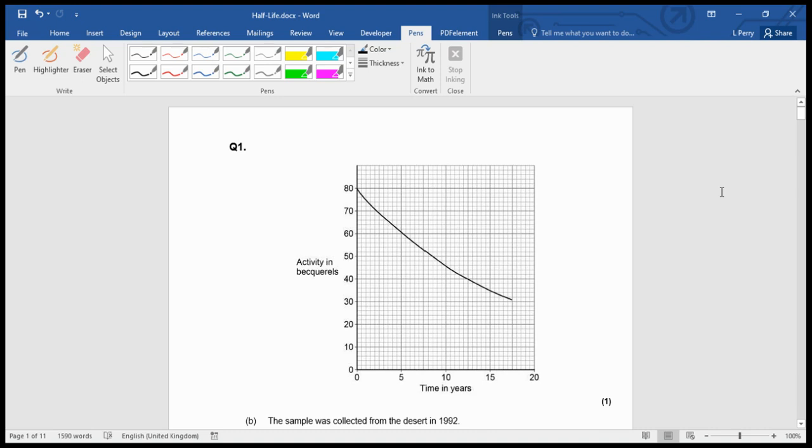In this video, we're going to look at some exam questions to do with half-life, which is within the radioactivity topic. Now, the key thing about half-life is in the name. It is called half-life for a reason. It is all about halving.